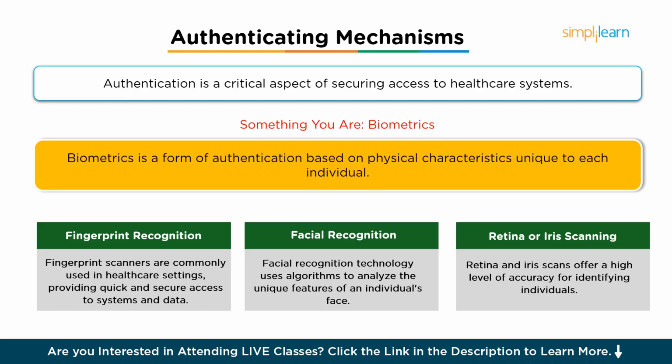Retina or iris scanning. Retina and iris scans offer a high level of accuracy for identifying individuals. These technologies capture unique patterns in the eyes, making them effective for secure access control in high-risk areas.